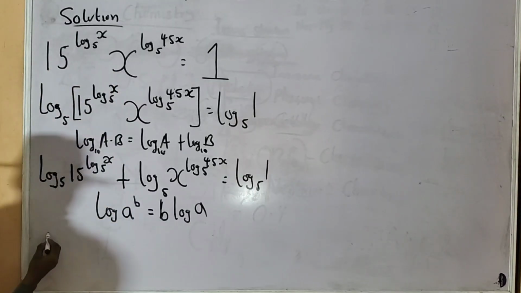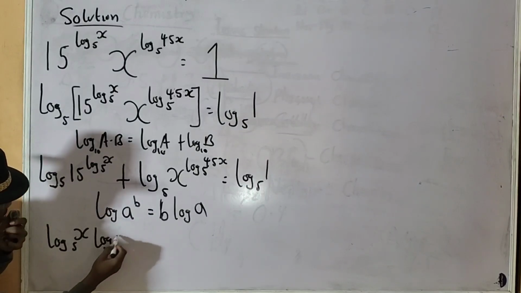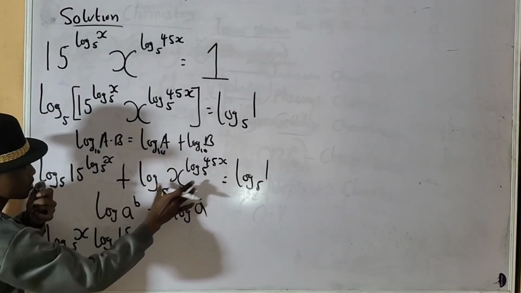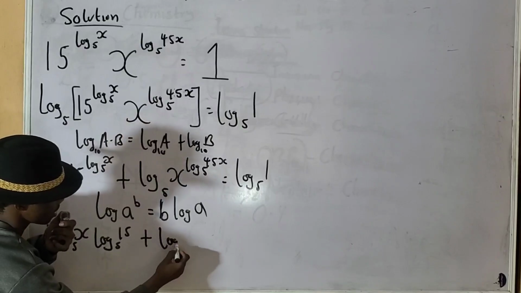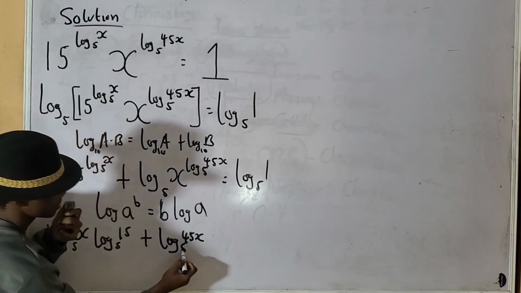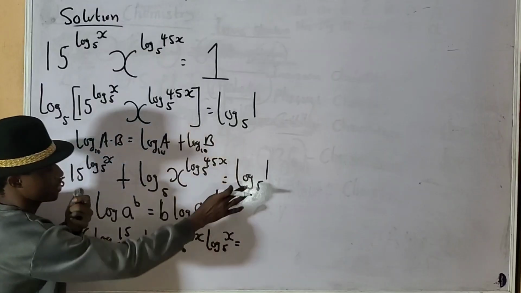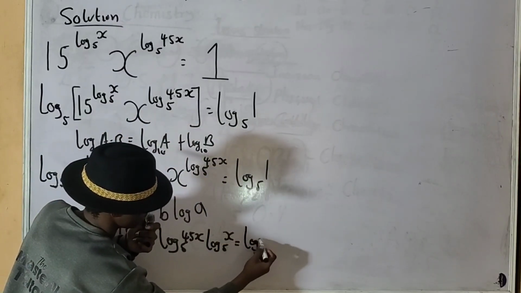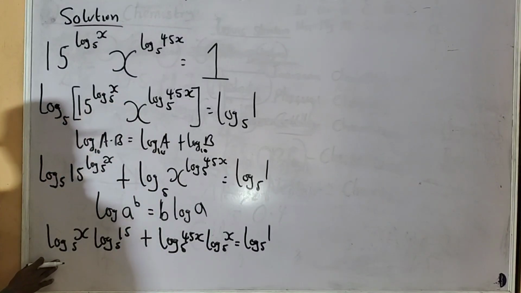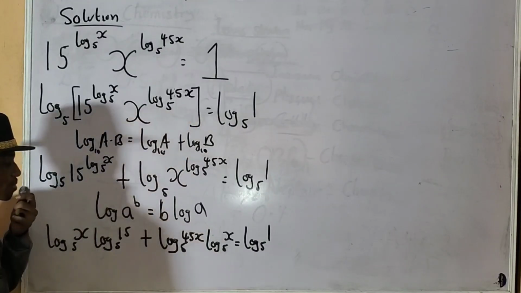So that means this log x base 5 will be multiplying this logarithm. So I'm going to have log x base 5 multiplied by log 15 base 5, plus this log 45x base 5 also will multiply this logarithm. So we are going to have log 45x, and the base is 5, multiplied by log x base 5. This will be equal to log 1 base 5. Now listen to me. When you get to this point, you can see that log x base 5 is common to this logarithm and this logarithm. So I'm going to factor it out.